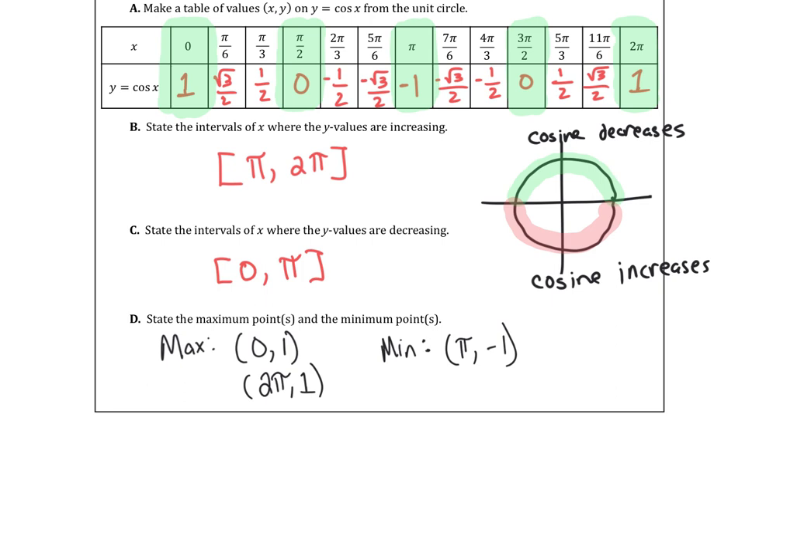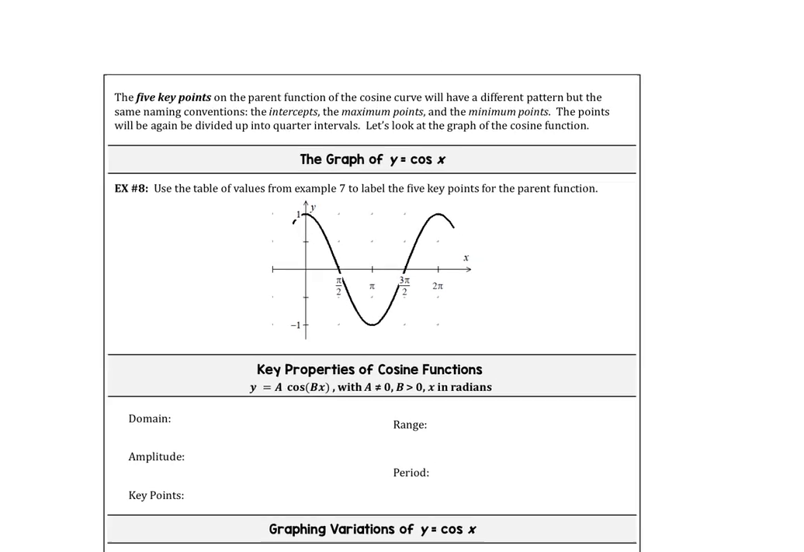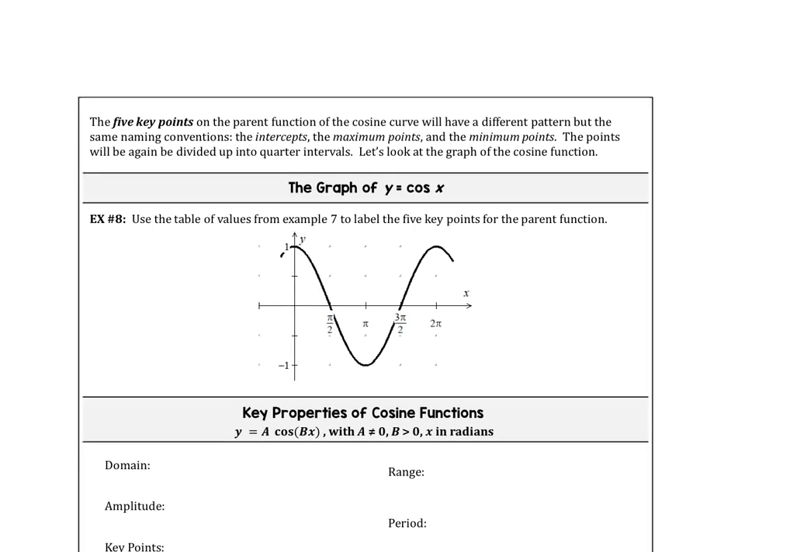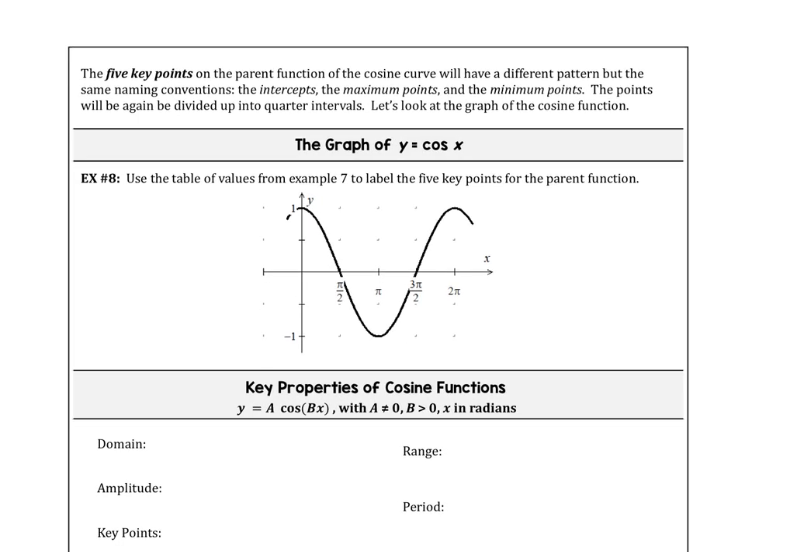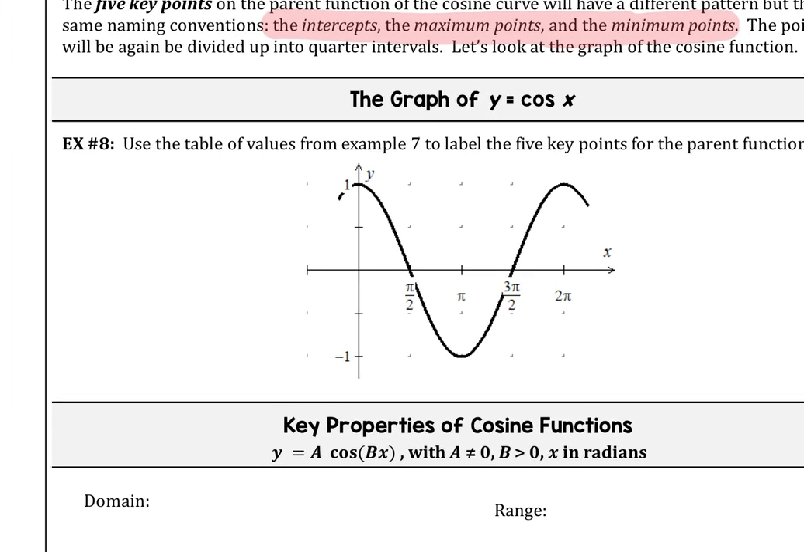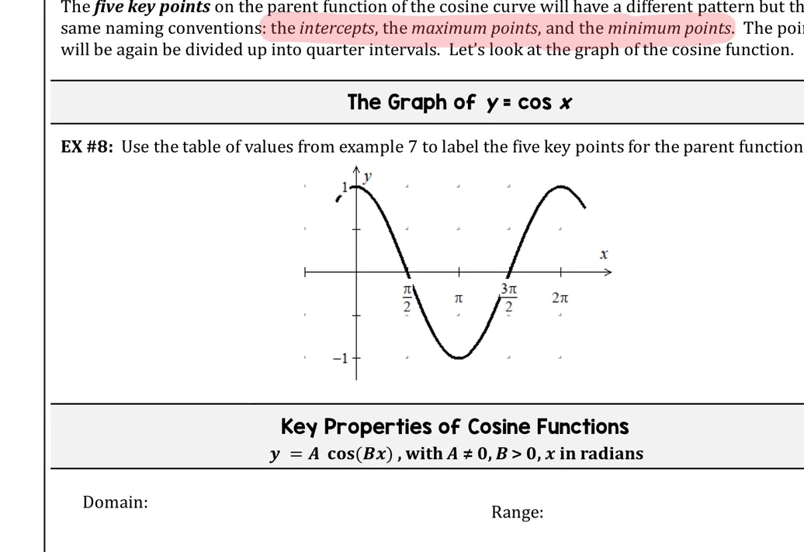And so if you look, like I said, we use intercepts, maximum points, and minimum points, just like we did with the sine curve. We use our 5 key points here: intercepts, the maximum points, and the minimum points to graph our curve. And here's a very basic example of our cosine curve. I want you to notice that the cosine curve begins up here at (0, 1).